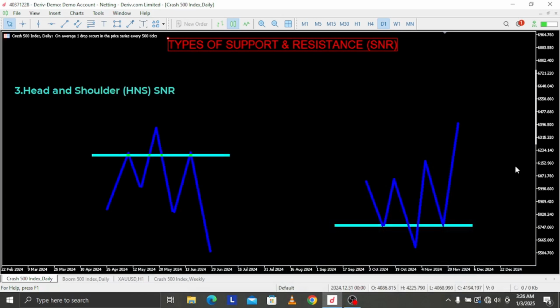So in this lesson, we're going to discuss another type of SNR, which is called the head and shoulder SNR. This is a type of SNR that happens in any time frame in the market, but the way it happens is very unique. This is a sell side head and shoulder SNR, and this type of SNR pattern happens like this.